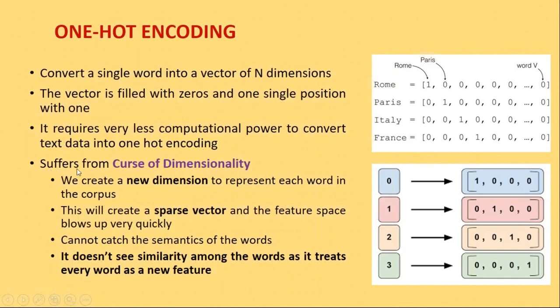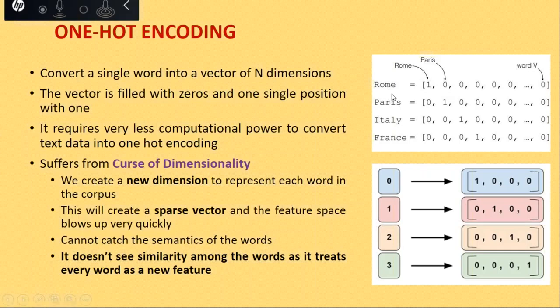One-hot encoding suffers from the curse of dimensionality because each and every word is represented as a new dimension in the corpus. Moreover, the important thing is that one-hot encoding will not capture the semantics of the words. That means the relation between two words cannot be captured, because each word is represented as a single 1 and the rest of the numbers in the vector are 0. You will not get the similarity between two words.